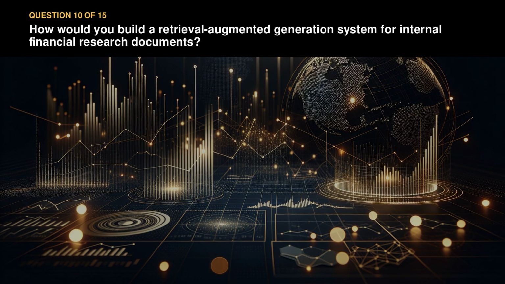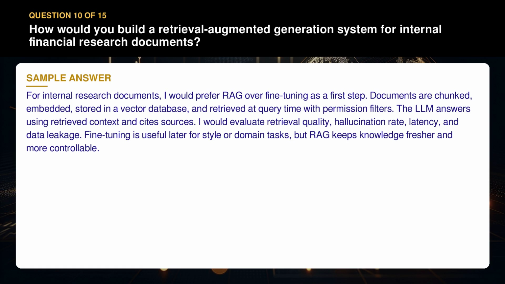Question 10. How would you build a retrieval-augmented generation system for internal financial research documents? For internal research documents, I would prefer RAG over fine-tuning as a first step. Documents are chunked, embedded, stored in a vector database, and retrieved at query time with permission filters. The LLM answers using retrieved context and cites sources.